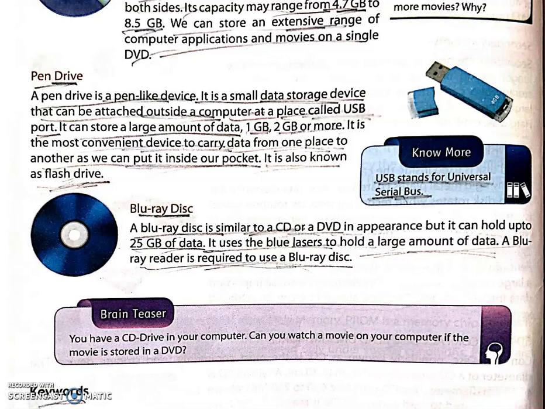So a pen drive is a pen-like device. It is a small data storage device that can be attached outside a computer at a place called USB port. It can store a large amount of data, 1 GB, 2 GB. Nowadays you get pen drives which can store even terabytes of data. So it is the most convenient device to carry data from one place to another, as we can put it inside our pocket. It is also known as flash drive.